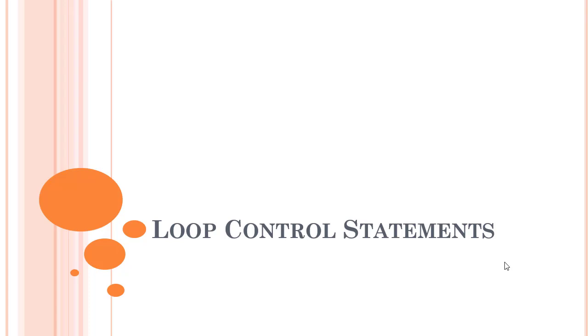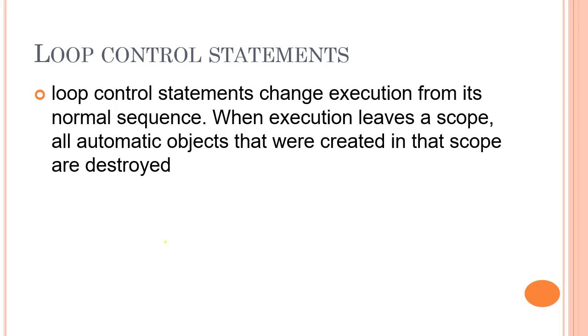So this is the last part of our loop section. In this section, we are going to learn about loop control statements. Now, loop control statements change execution from its normal sequence. When execution leaves a scope, all automatic objects that were created in that scope are destroyed.